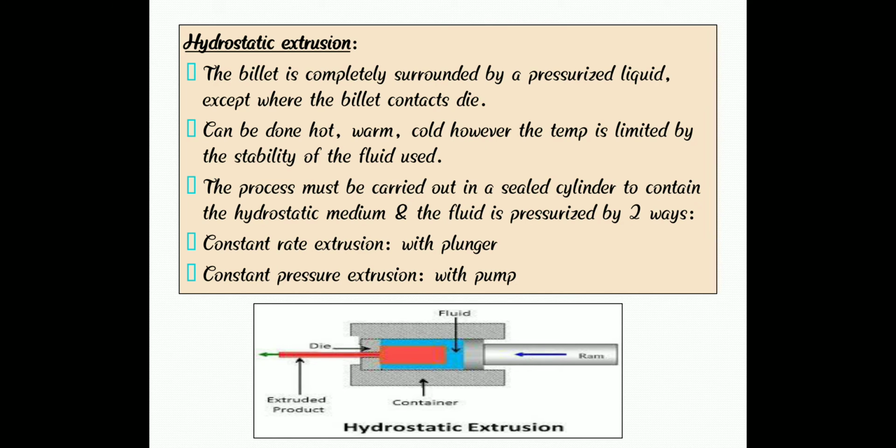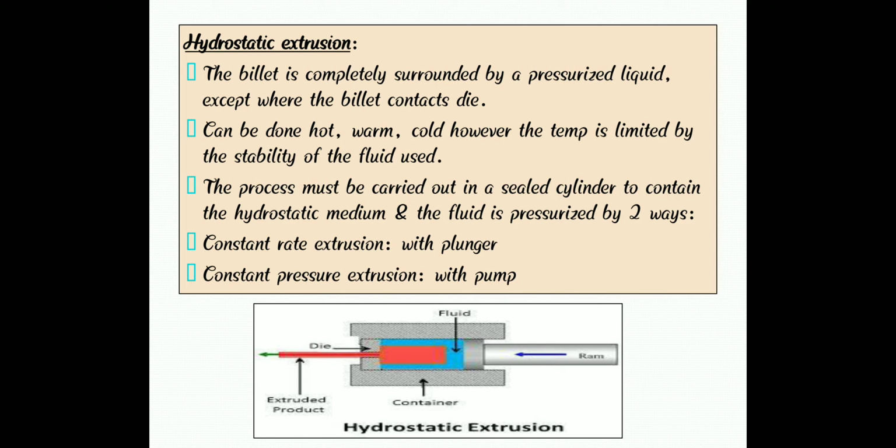Then hydrostatic extrusion. The billet is completely surrounded by pressurized liquid. Here in the diagram you can see that the billet is surrounded by highly pressurized liquid except where the billet contacts the die material. It can be done hot, warm or cold. However, the temperature is limited by the stability of the fluid used. We have to stabilize the fluid before use.